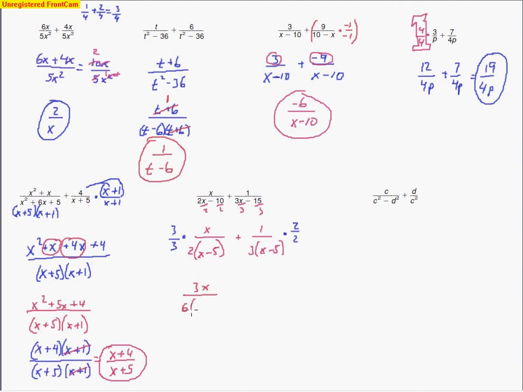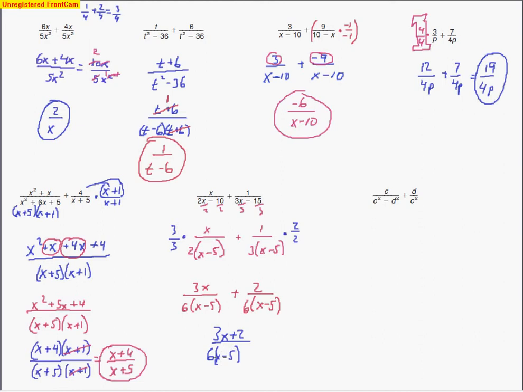So I have 6 times x minus 5. Over here I've got the 1 times 2 makes 2. And down below I've got the 6 times x minus 5. And so from this point, now we can go ahead and collect like terms. So 3x plus the 2 makes 3x plus 2 over 6 times x minus 5.